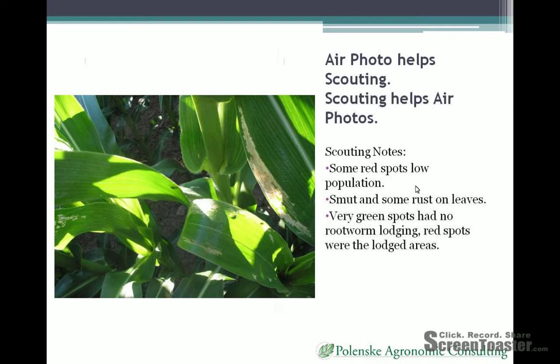And then two fields actually had this where very green spots had no rootworm lodging, and the red spots were lodged areas. Or in this case, the rootworm beetles were actually scalping the leaves. So you can see in this photo, the rootworm pressure was so immense that in a few spots the beetles were scalping the leaves, so this brown area would show up on that air photo and show it as being really poor corn. The corn wasn't the best, but again, a nitrogen application or some sort of micronutrient wouldn't be the best thing. And you can kind of see the beetles here on the leaves, and the shadow of one there.